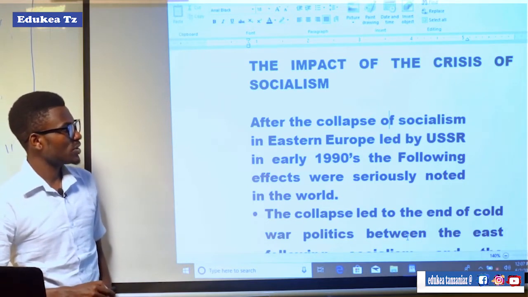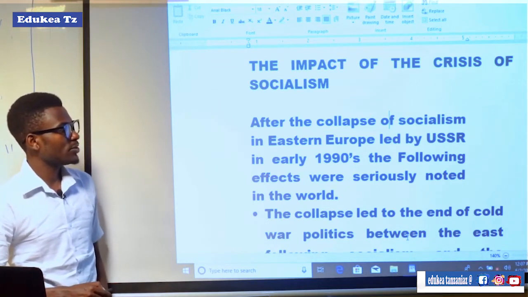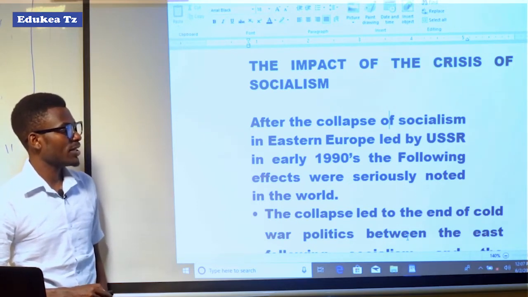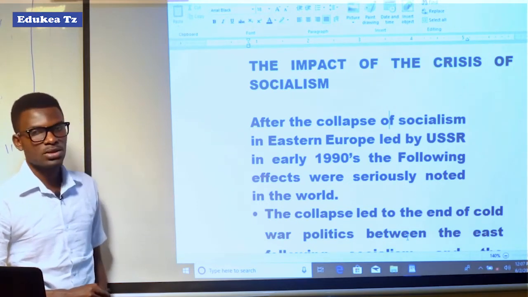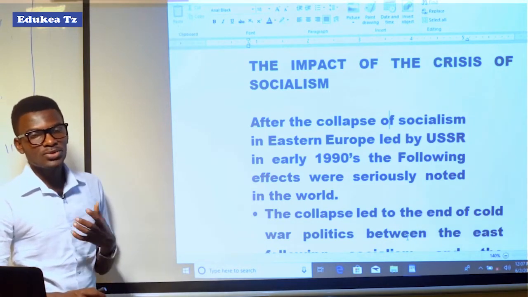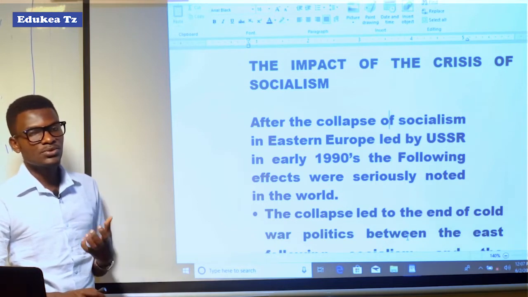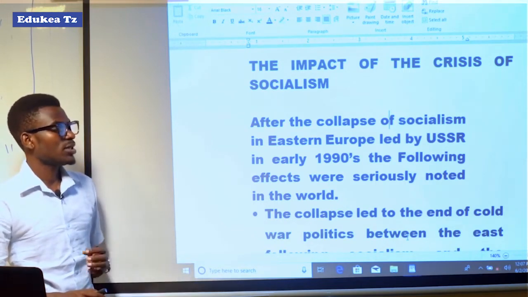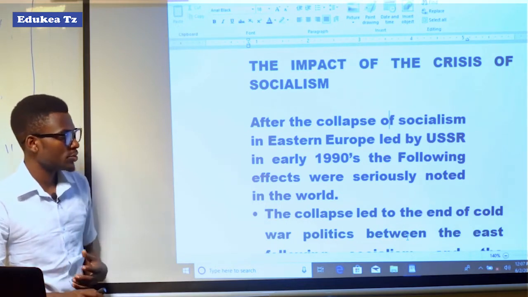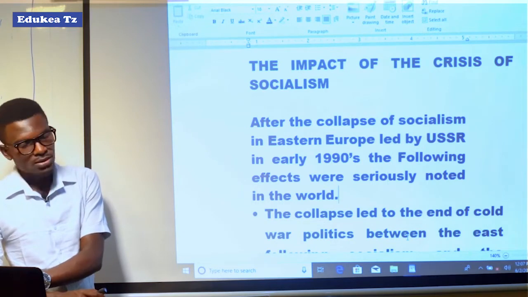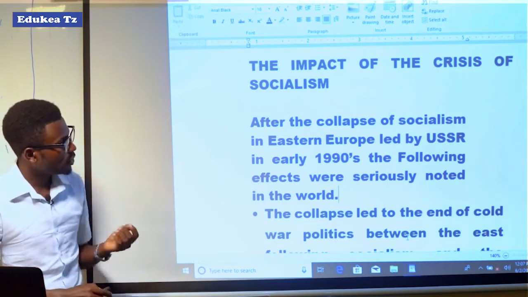After the collapse of socialism in Eastern Europe led by the USSR in the early 1990s, the following effects were seriously noted in the world. It means we are going to see the effects that resulted from the collapse of the USSR, the leading socialist nation in Eastern Europe and the world. The first effect was the collapse.